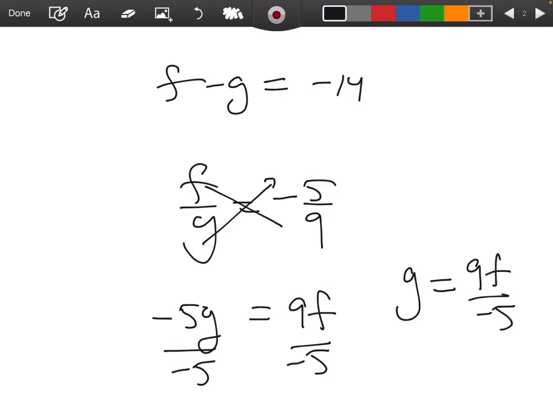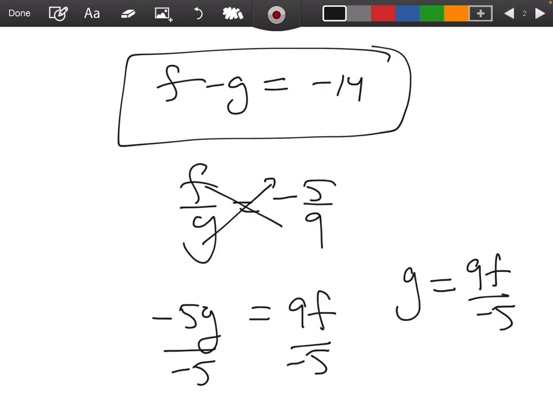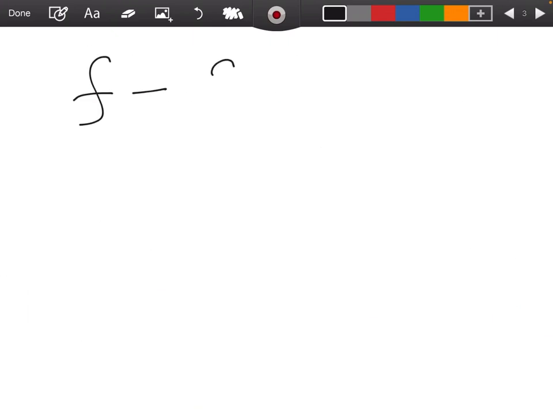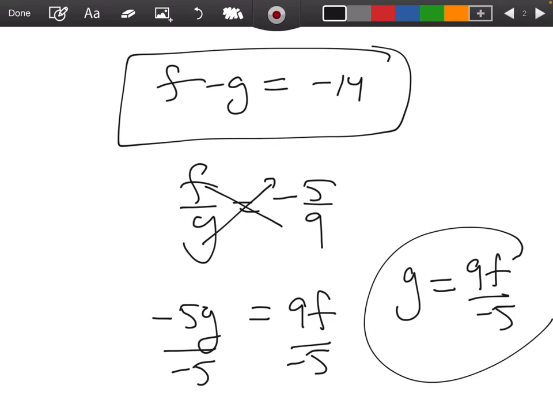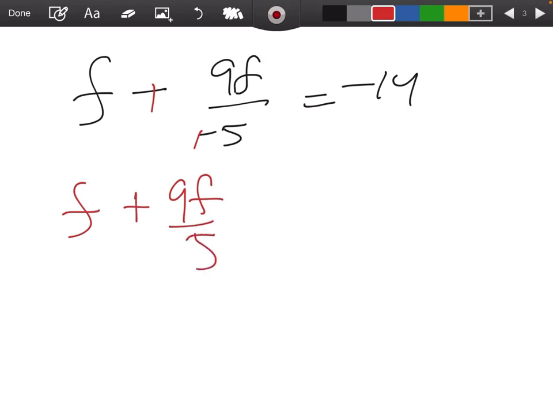So what I'm going to do here is come back to this piece, and we're going to plug some stuff in. So let's go f minus g, which is f minus 9f over -5. That's supposed to be equal to -14. Okay, -14. So minus and minus is going to make it plus. So we have f plus 9f over 5 equals -14.